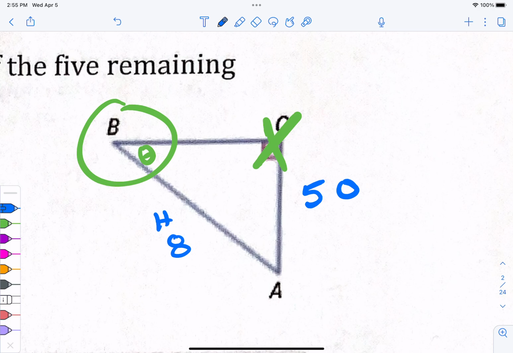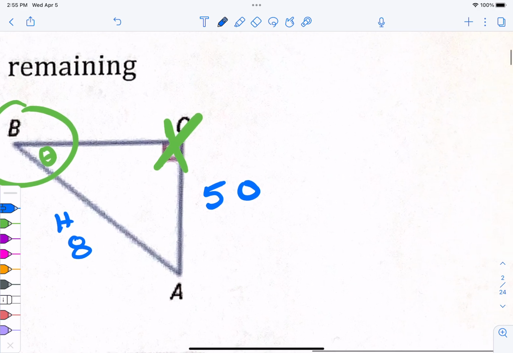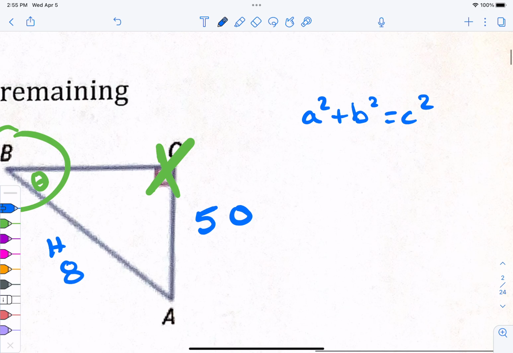I need to know the third one, though, if I want to do all of them, right? How do I do that? You're so brilliant. This is a right triangle. A squared plus B squared equals C squared. What is that thing called? That's the Pythagorean theorem.